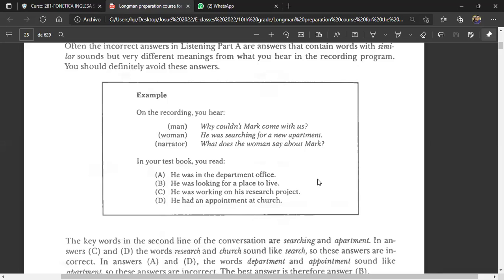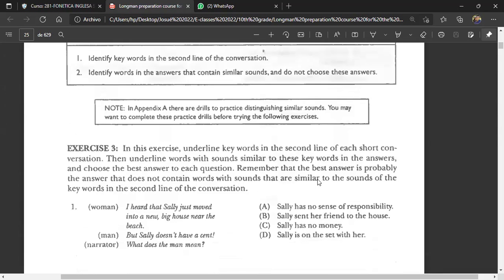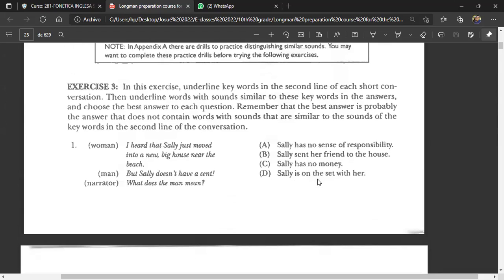Okay, continue. In this exercise, underline keywords in the second line of each short conversation. Then underline words with sound similar to these keywords in the answers. And choose the best answer to each question. Okay, so let me see.